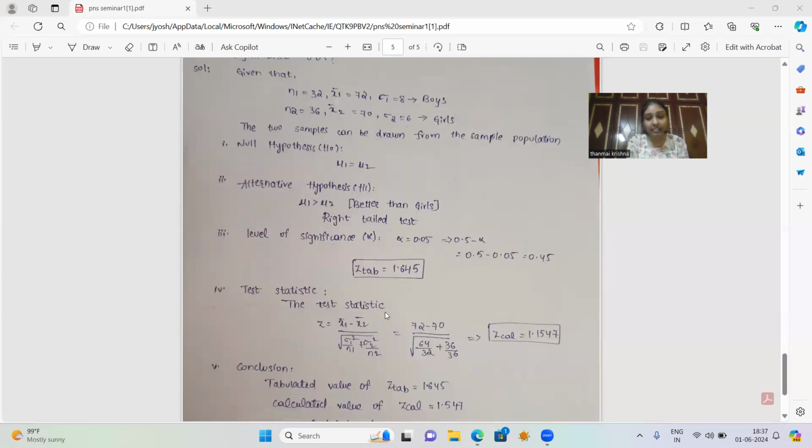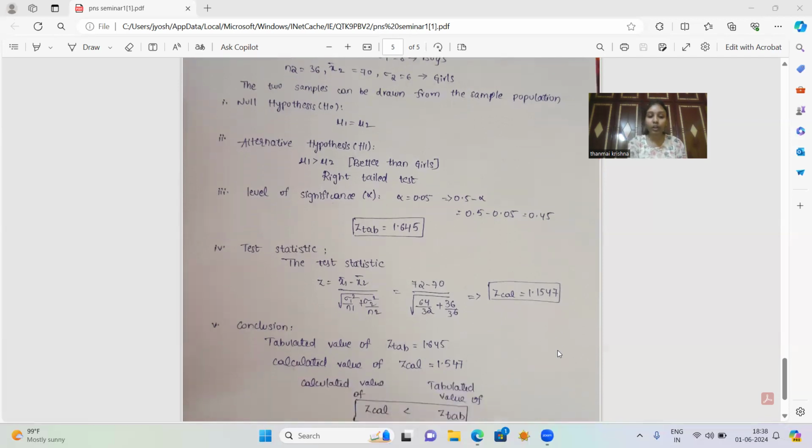The test statistic z is equal to x1 bar minus x2 bar by the root of sigma 1 square by n1 plus sigma 2 square by n2. Here we are taking the first case formula because we know the standard deviation of the population, so we are going to use sigma, not s. That is 72 minus 70 by the root of 64 by 32 plus 36 by 36. The calculated z value is 1.1547.